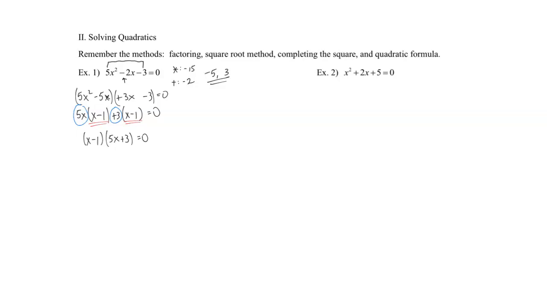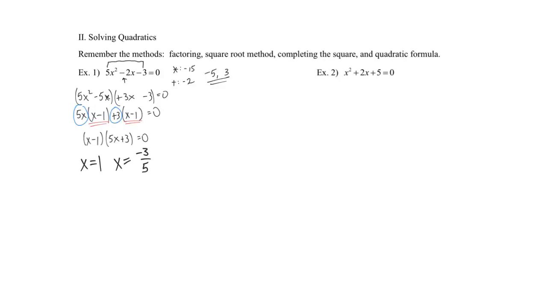Now, we're going to use what's called the zero product property, which is we set both of these equal to 0 to get our answers. The first one gives me x is equal to 1, and the second one, when I set that equal to 0 and solve, I move over the 3 to make it negative, and then divide by the 5 to get x is equal to negative 3/5.